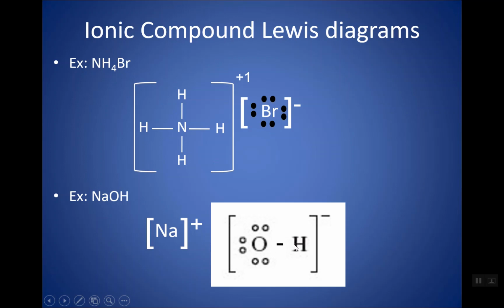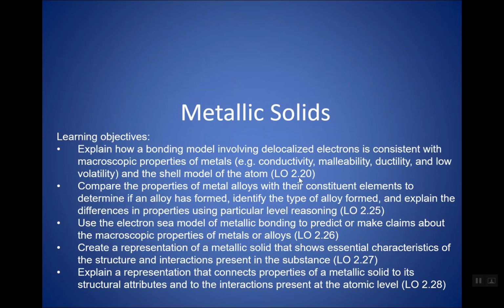You have a covalent bond between the O and the H in the hydroxide ion, and then the Na+ and hydroxide are ionically bonded together. The last category, remember we had learned about metallic bonds, and that's what's actually holding a metal together.